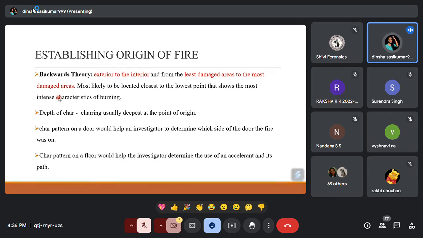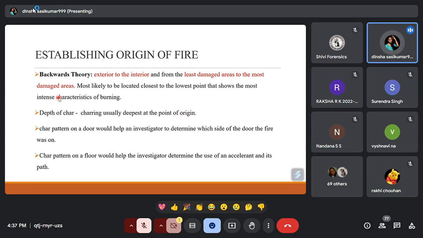Then depth of char. Charring usually occurs deepest at the point of origin. So we have to find the depth of char, and char patterns always help to identify the point of origin. For example, char pattern on a door will help the investigator to determine which side of the door the fire was on. If the char is present on one side, we can conclude that the fire occurred on this side.